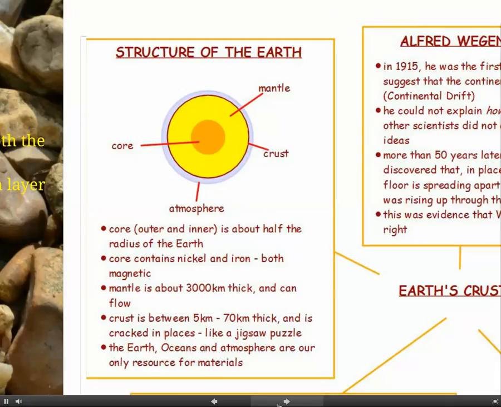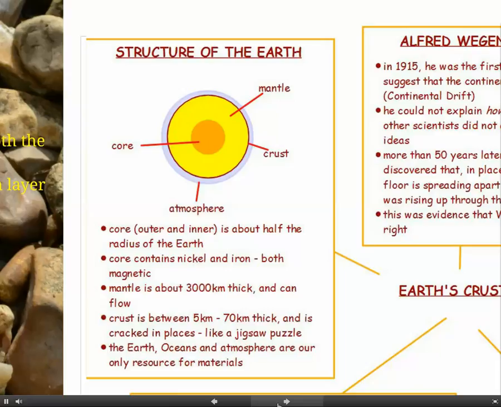So what's the structure of the Earth? We have the core, which consists of the outer and inner core. This is about half the radius of the Earth, and the core contains nickel and iron, which are both magnetic. The next layer out is the mantle, which is about 3,000 kilometers thick, and this can flow slowly. We then have the crust on the outside.